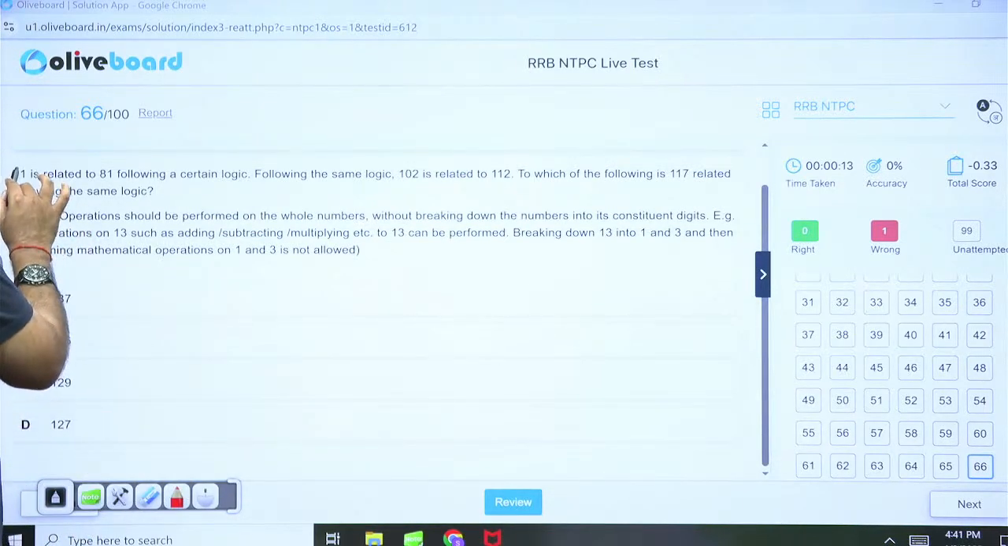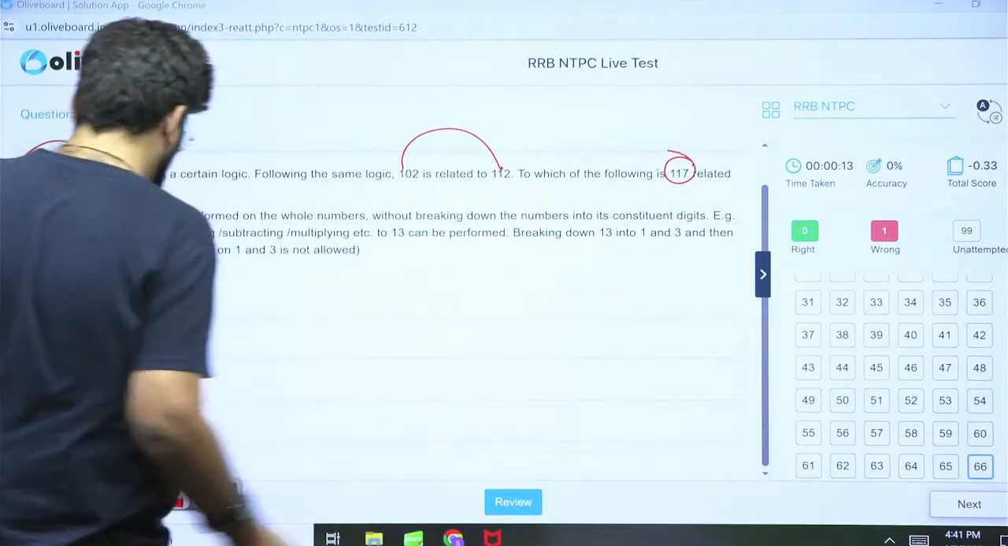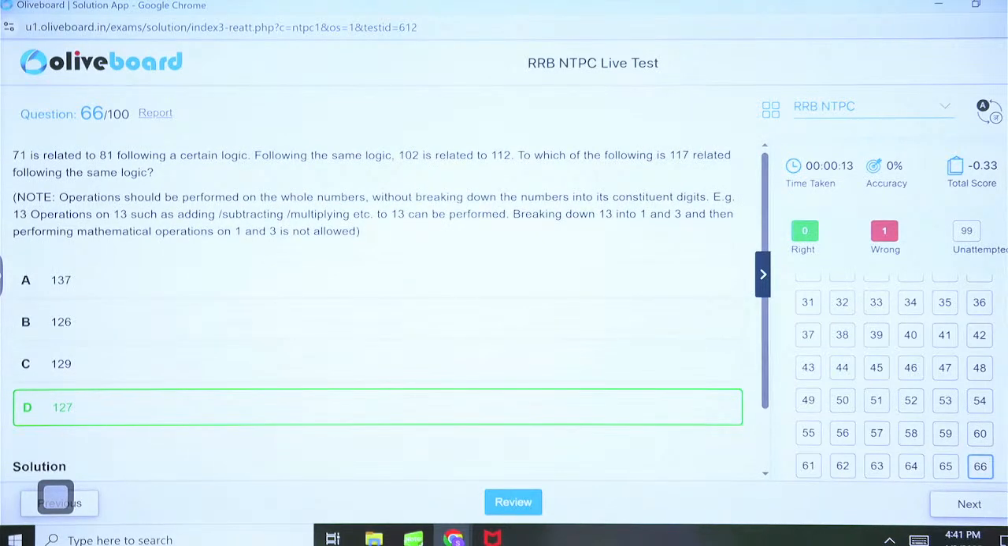चांगलं. 71 plus 10 is 21. 102 plus 10 is 112. 117 plus 10 is 127. So option D is the right answer. Couldn't have gotten easier than this.